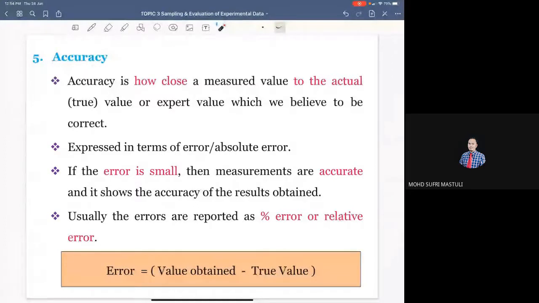So error, how to calculate the error? The value obtained minus the true value. So true value, actual value, or expected value is the same thing.